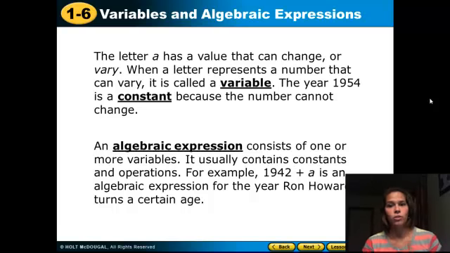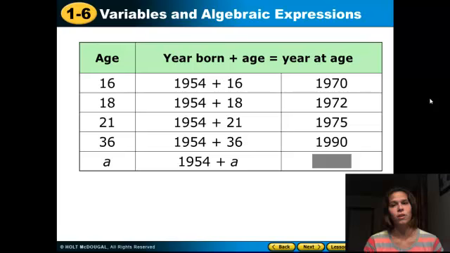Now the book changes to the year Ron Howard turns a certain age, the other actor and director. So now we have this expression of 1954 plus different ages. The ages in the left-hand column are 16, 18, 21, 36, and just A. The year born plus the age, so 1954 plus 16, 1954 plus 18, and so on, to find the year over here on the right, the year that he turned that certain age. So my expression is just 1954 plus A, where A can vary.